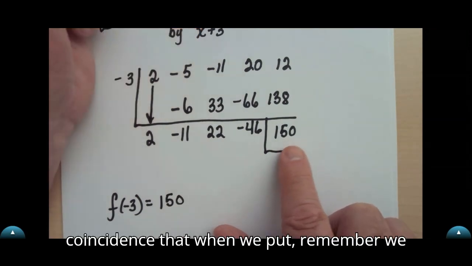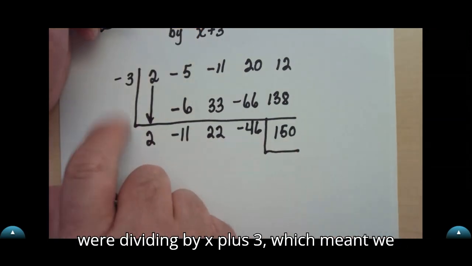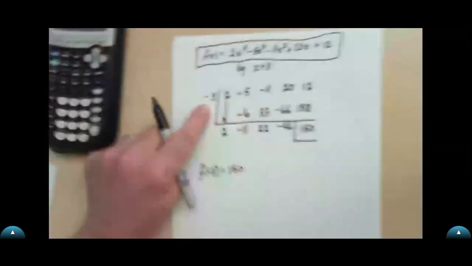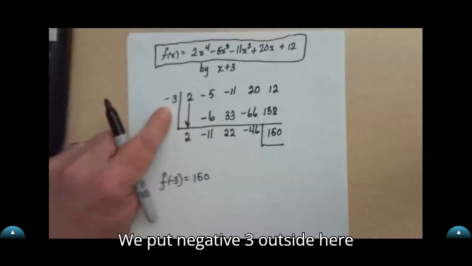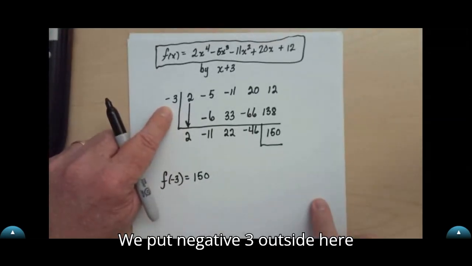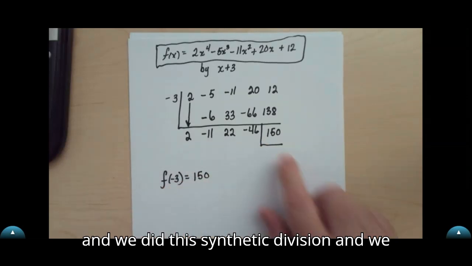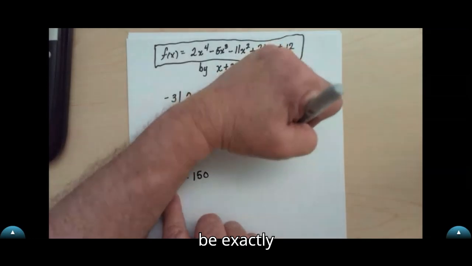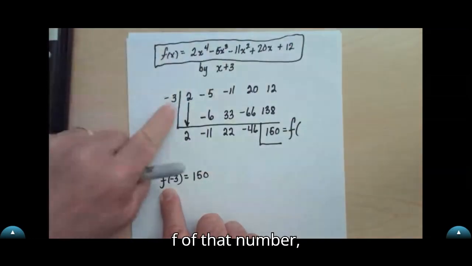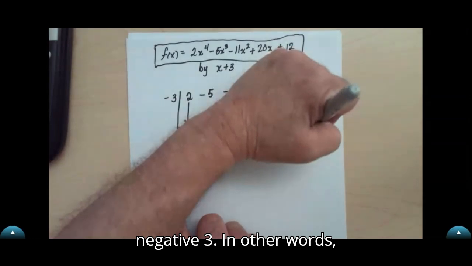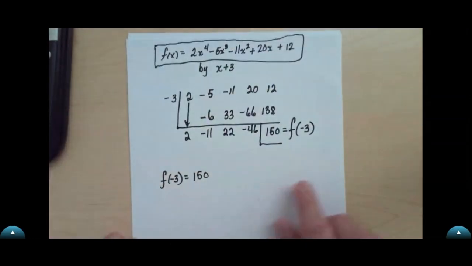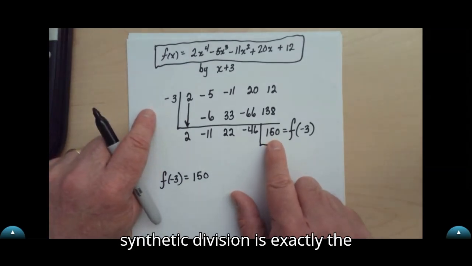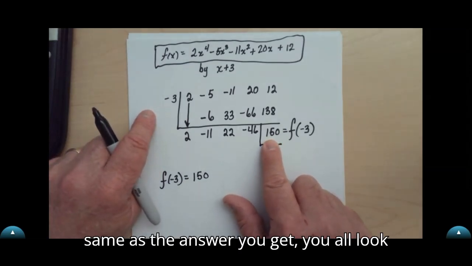So is it just coincidence that when we were dividing by x plus 3, which meant we put negative 3 outside here, right? Let's zoom back out. We put negative 3 outside here, and we did this synthetic division, and we got 150. That happens to be exactly f of that number, negative 3. In other words, the remainder you get when you do synthetic division is exactly the same as the answer you get.